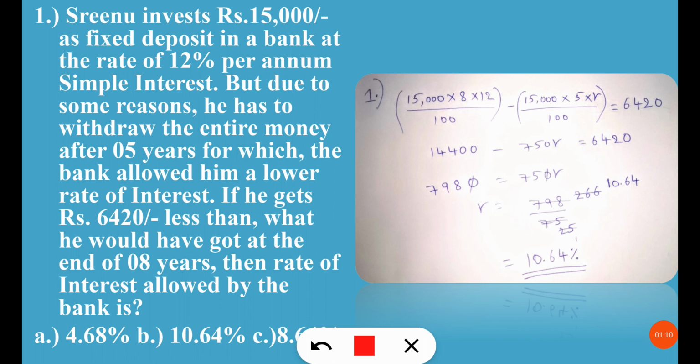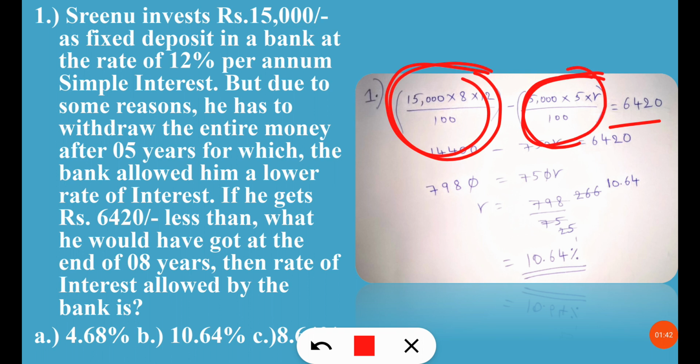For that, we need to solve like this. The simple interest formula is principal into time into r by 100. This is the actual money: 15,000 into 8, the number of years, into 12, the rate of interest, minus 15,000 into 5 into r. He has withdrawn the money at 5 years itself, so the rate of interest is to be found, by 100, equal to 6,420. That is, 8 years simple interest minus 5 years simple interest is equal to the reduced money, which is 6,420.